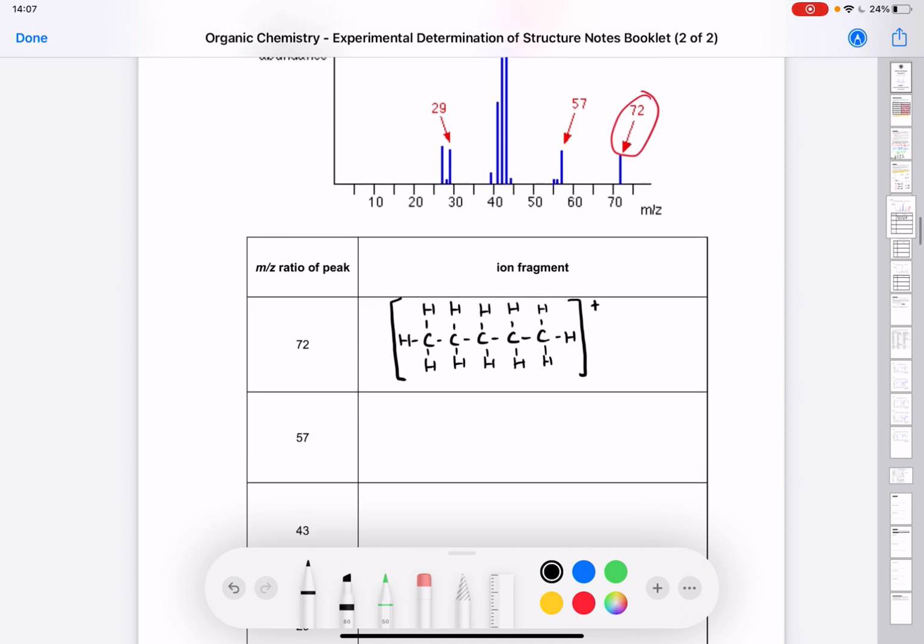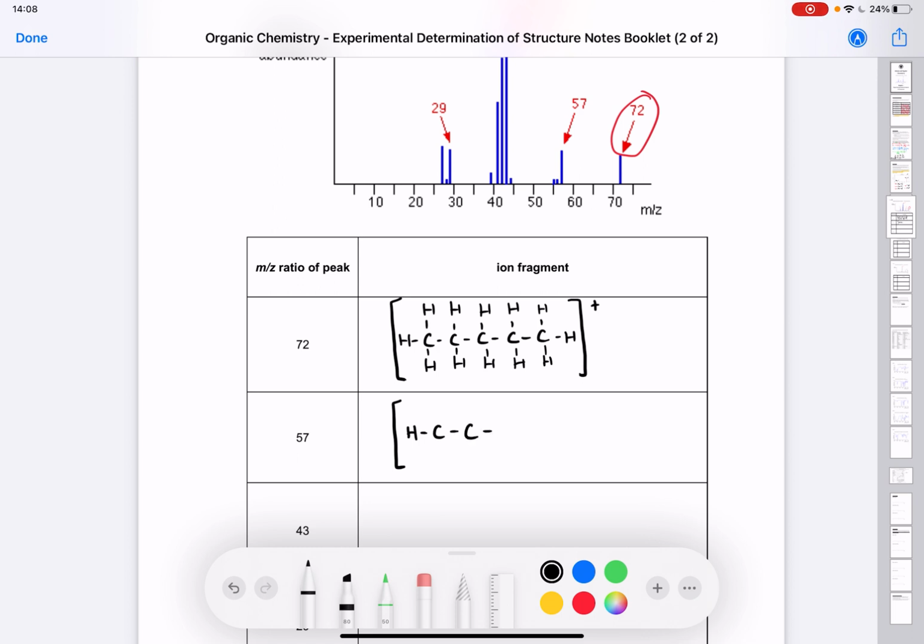When we go on to the mass to charge ratio with a peak of 57, we're just looking for a fragment that has a mass of 57. And bear in mind, you can break any bond. You can break a carbon to hydrogen bond, you can break a carbon to carbon bond, and you can break them in any place that you want. So for this particular ion fragment, let's have a wee look.